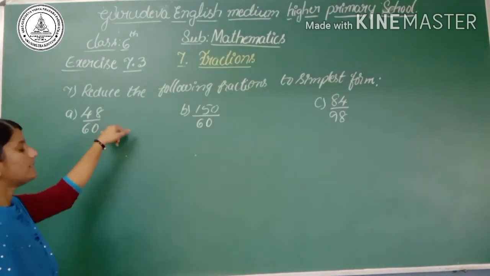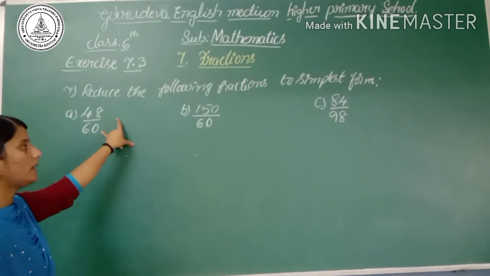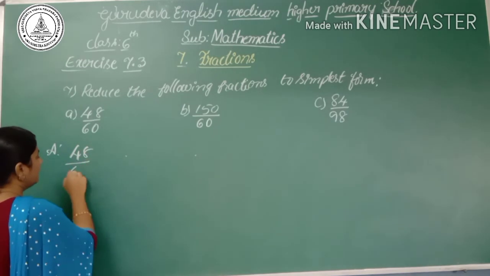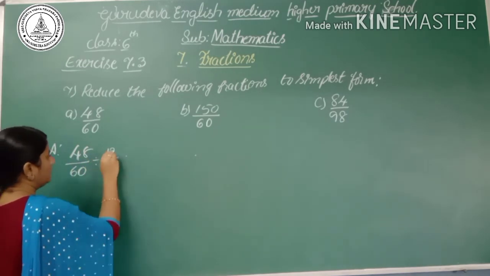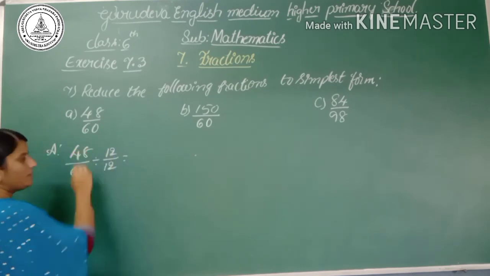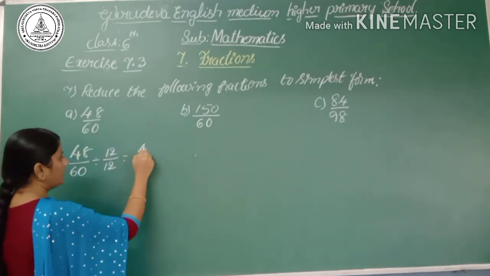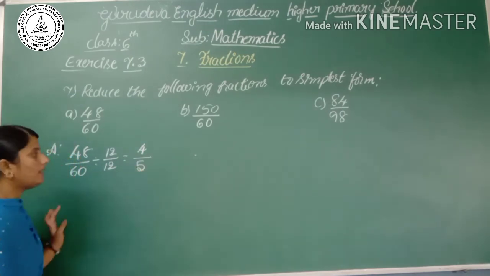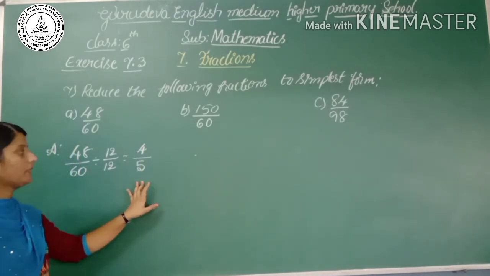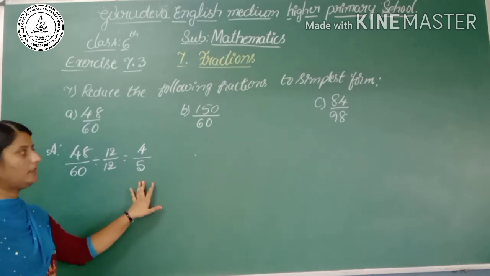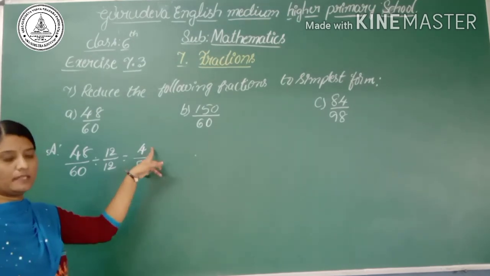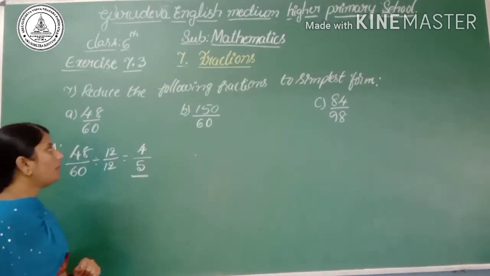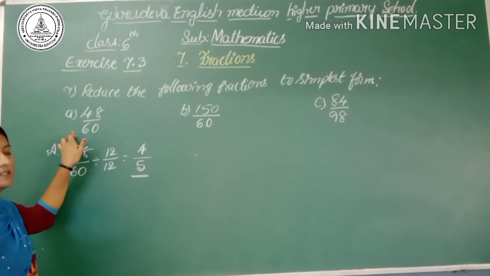If 48 and 60 come in the same table, that is 12. Now divide it. 48 by 60 divided by 12. How much are 48? 12 4s are 48. Then 12 how much are 60? 12 5s are 60. Now 4 by 5 are co-prime numbers. These two numbers have only one as a common factor. It is the simplest form of 48 by 60.